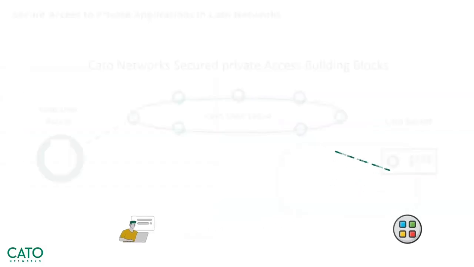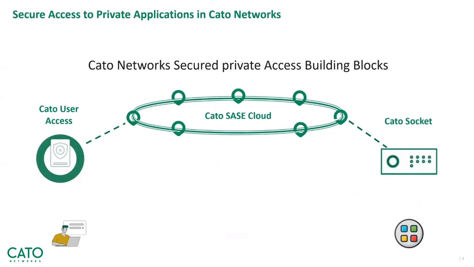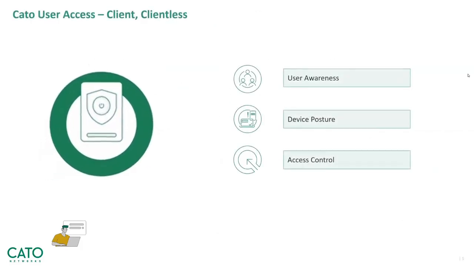Going to the CATO solution, it is comprised of three different building blocks. On the left-hand side, we have the CATO user access solutions. On the right-hand side, next to the applications, we have the CATO Socket as a connector to the application. And in the middle, we have the CATO SASE cloud. Let's start with user access.